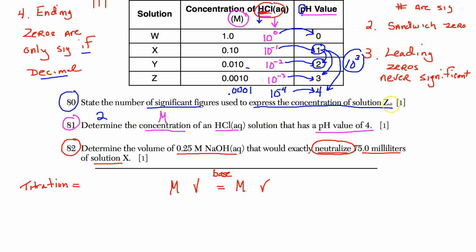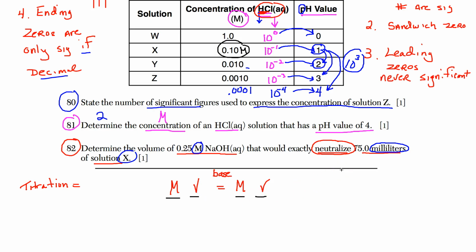And another way to identify it too is that if you see big M and you see a volume, and you see another big M, because they're talking about determine the volume of a base that would neutralize a solution X, right there. So they're giving me another molarity. So I have two big M's and a volume. How many factors are here? There's three.